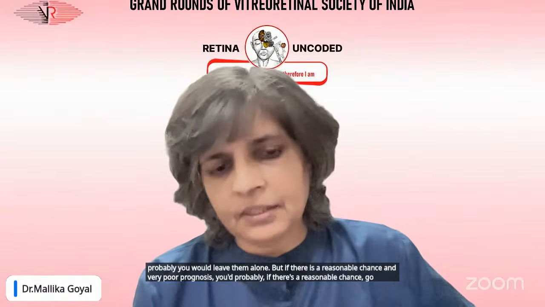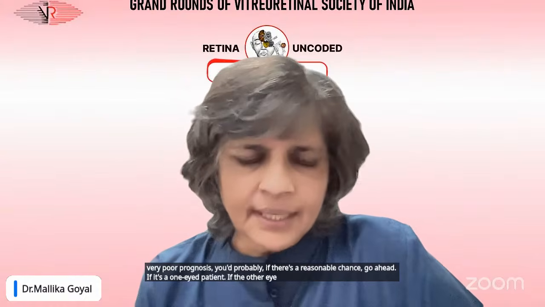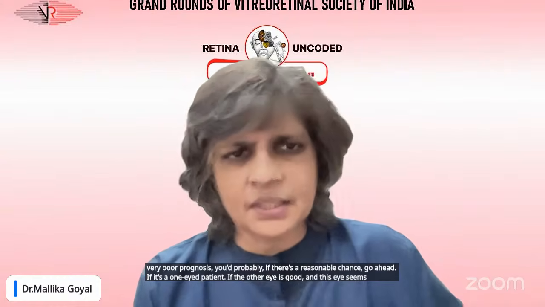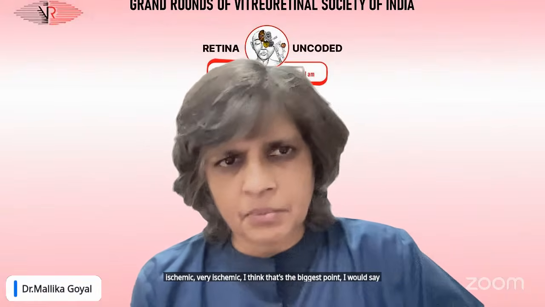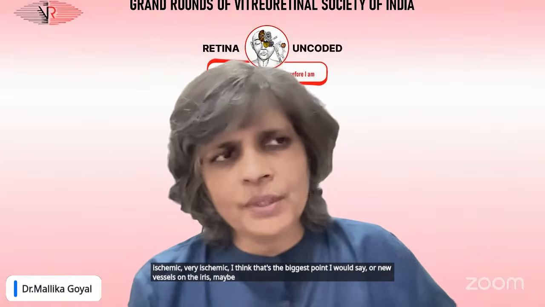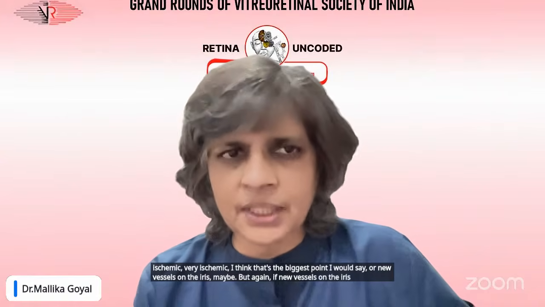If it's a one-eyed patient, if the other eye is good and this eye seems very ischemic, I think that's the biggest point I would say, or new vessels on the iris, maybe. But again, if there are new vessels on the iris in a one-eyed patient, you could inject an anti-VEGF and still proceed.